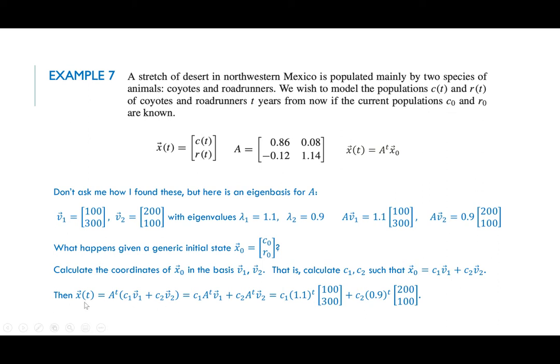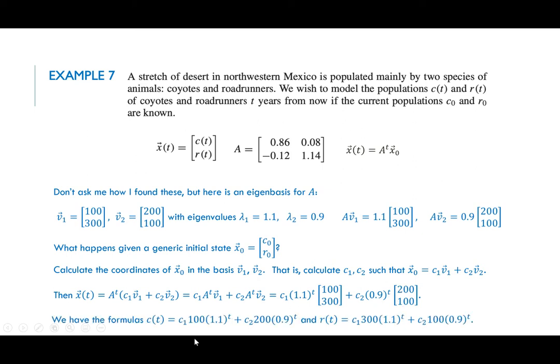If we do that, then going back up to this equation, our state vector is going to be A to the t times our initial vector. Then by linearity, we pull out the coordinates, and we have A to the t times the eigenvectors. And we get, as a final formula for our state vector, C1 times 1.1 to the t times our first eigenvector plus C2 times 0.9 to the t times our second.